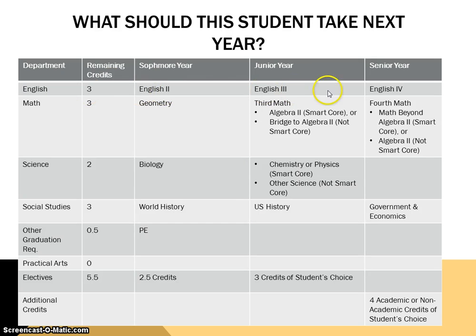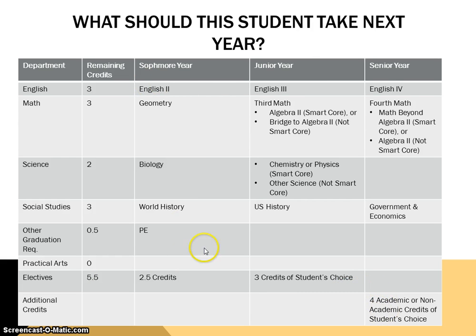They still have 3 English credits, 3 math credits, and notice the differences: the choice will be made at junior year, whether to pursue SMART Core or to stay with general core requirements. For science, 2 more credits, and again, there's another choice for SMART Core or not SMART Core. Social studies, there are 3 credits remaining. They need to take a semester of PE at a minimum and 5.5 credits of electives.